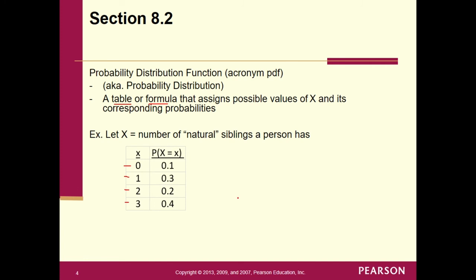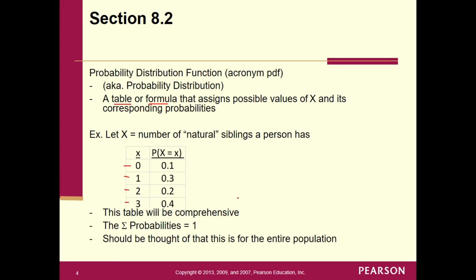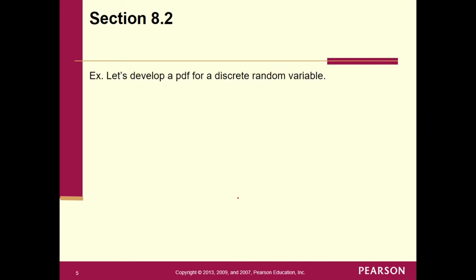Okay, so we can have a table to organize the stuff. And this table will be comprehensive. What I mean by that is that it's going to give all the values of X, so it won't shortchange in any way. Probabilities are going to be valid, so that's kind of obvious. The sum of the probabilities will add up to 1 since we have all the X's there. And this should be thought of as for the entire population. It's usually not thought of as a sample. This is thought of as applying to the entire population.